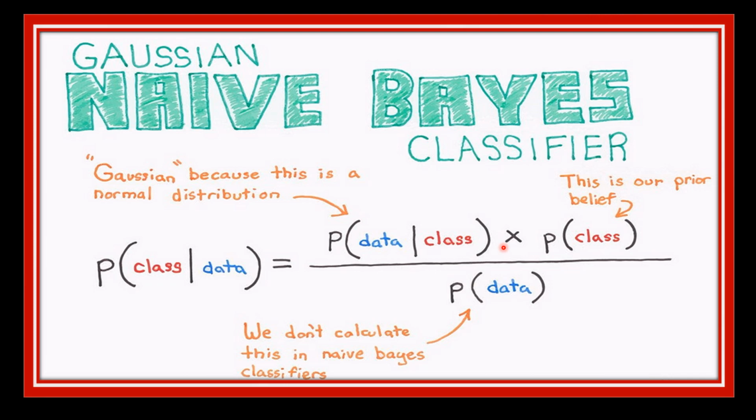Why is it called naive? Because it assumes that features are conditionally independent, meaning that the presence of one feature does not affect the probability of another. That's why it's called naive. In practice, this assumption may not be entirely accurate, but it simplifies the calculations and often yields good results.